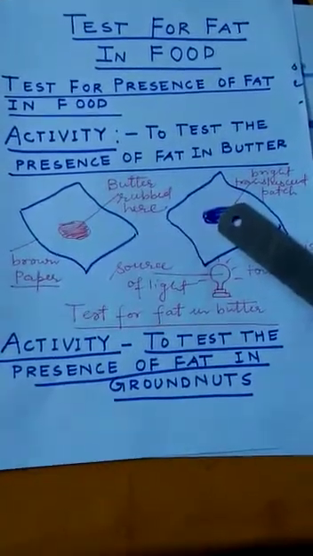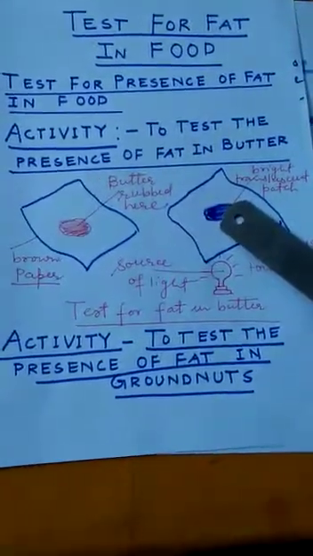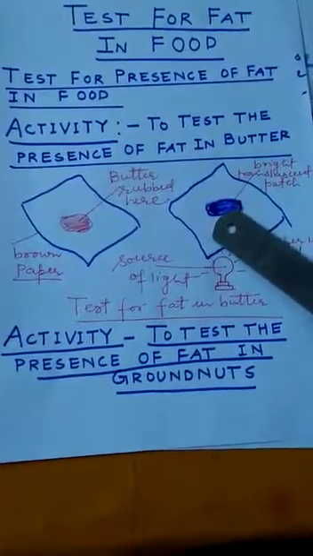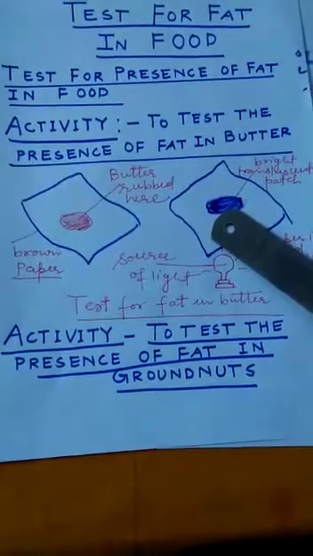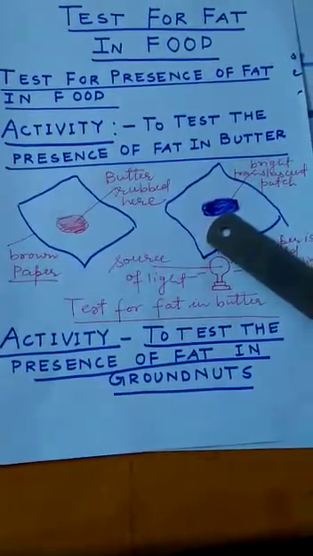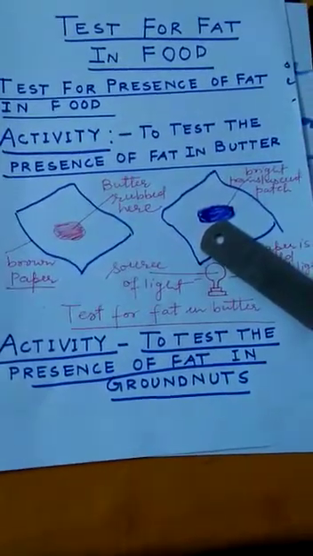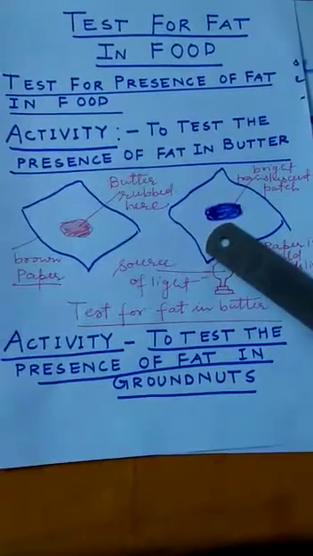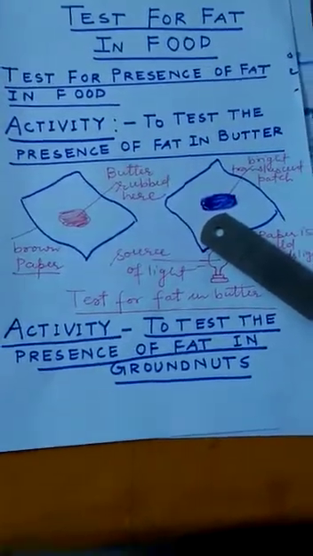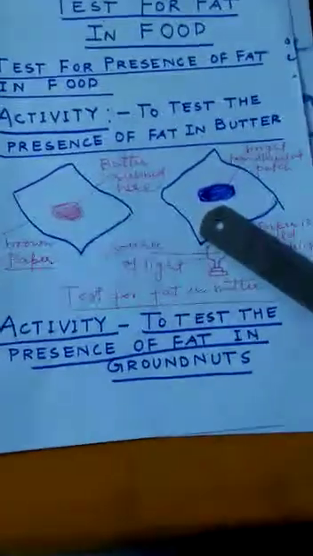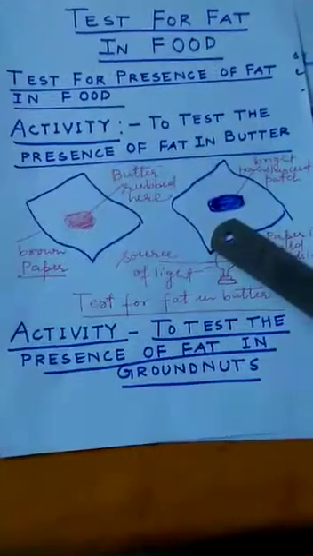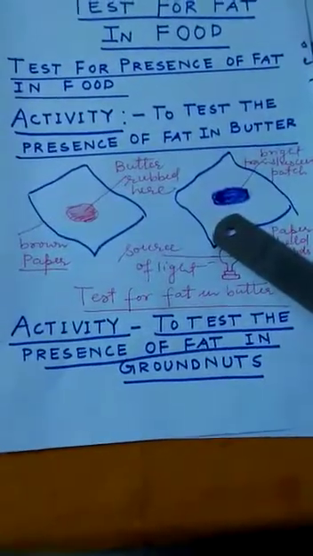by an activity. First, we rub a small quantity of the given food in the center of a brown paper and hold this paper in front of a source of light and look through it. If the food has left a bright greasy patch, then fat is present in the food.